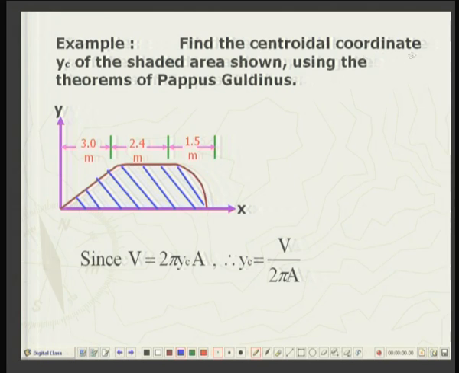Find the centroidal coordinates. Now here we have been asked to do the reverse thing: yc of the shaded area using the theorems of Pappus-Guldinus. Since by the statement of this theorem the total volume is equal to 2 pi times yc times area, yc will be equal to V divided by 2 pi times the area of the surface of revolution. Let us do it, again very simple.